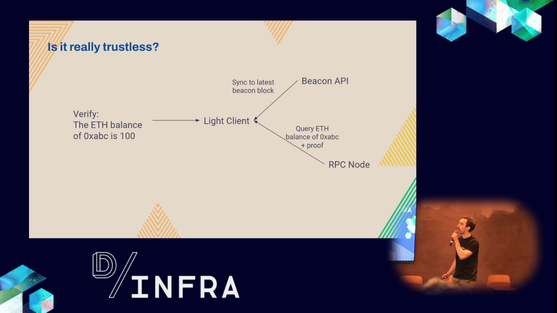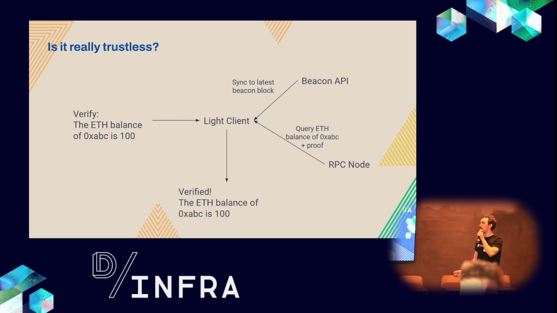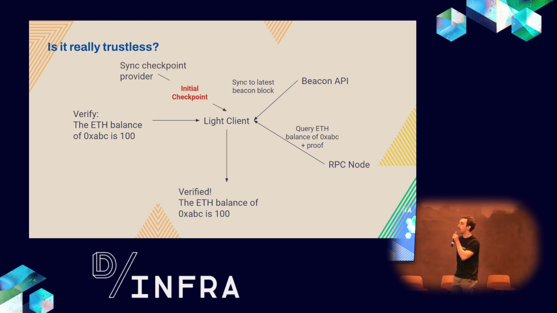Okay, so it looks like magic. We can just verify some information. So where is the trust point? What do we trust here? We trust the initial checkpoint. What is the initial checkpoint? We start to sync from some specific block in time, and from this point on, everything is kind of trustless, but we do trust the initial beacon block that we start to sync from.